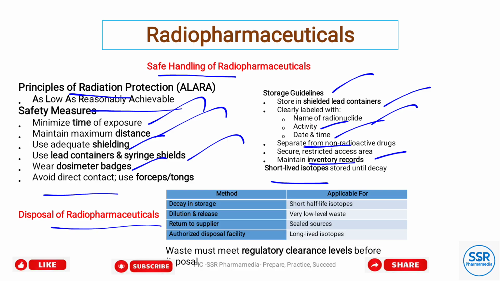So disposal of radiopharmaceuticals. Methods: decay in storage, dilution and release, return to supplier, and authorized disposal facilities. Here are the applications: decay in storage for short half-life isotopes, dilution for very low level waste, and return to supplier for shielded sources, and authorized disposal for long-lived isotopes. It must meet regulatory clearance levels before disposal.